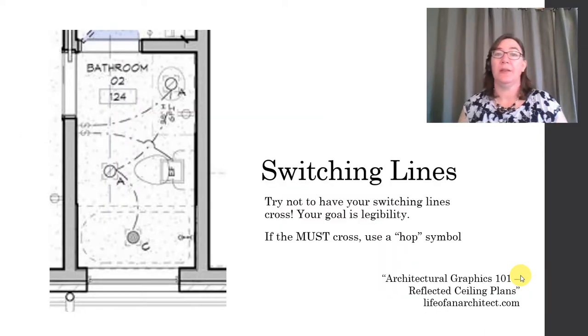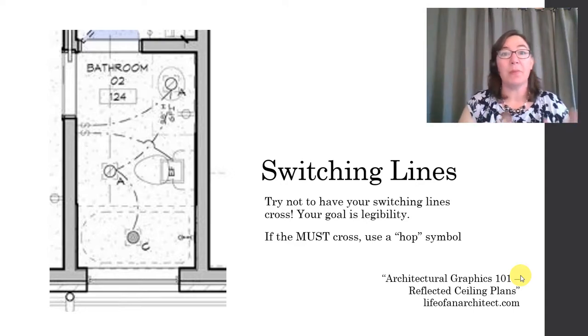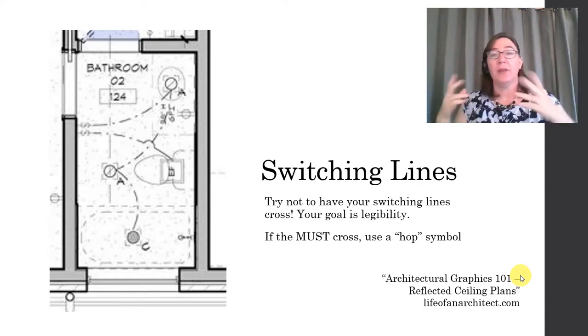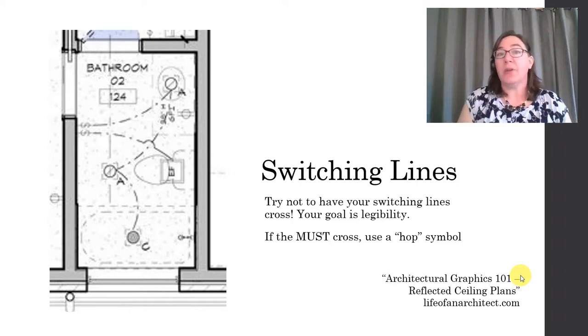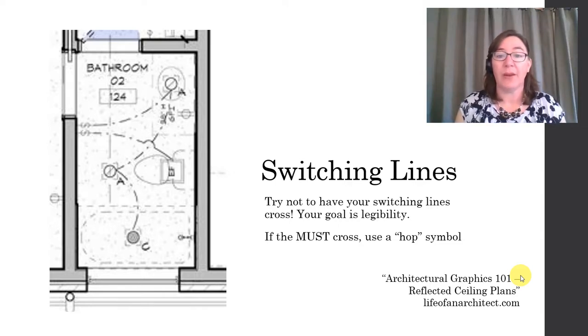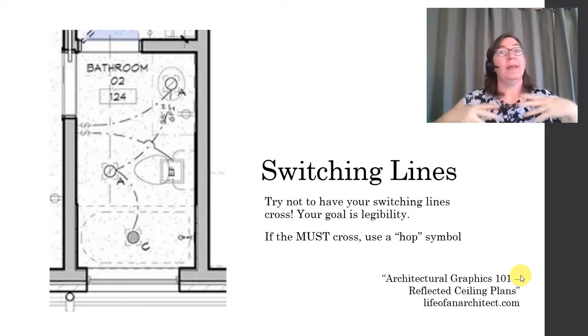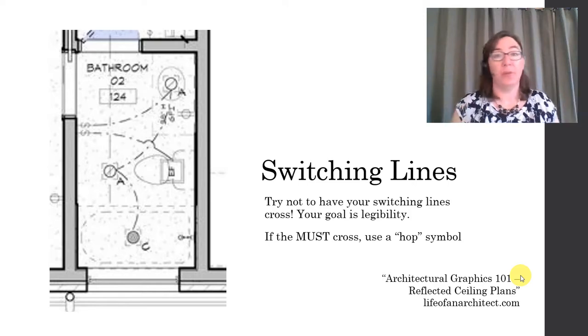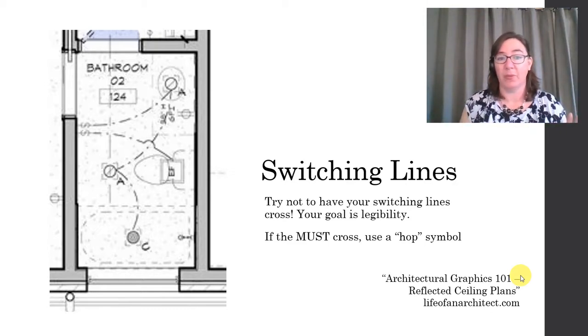When you're drawing your switching lines, your goal is legibility. Remember that this is a communication device to communicate your design ideas to those who are going to build them. So make sure it's very, very legible, and don't make your switching lines cross. Now, unfortunately, sometimes they have to. There is just no graphic way to connect some switches and some luminaires without having them cross. If you have to make them cross, I want you to use a hop symbol. I don't have a better name for it. This is one that I came up with myself.